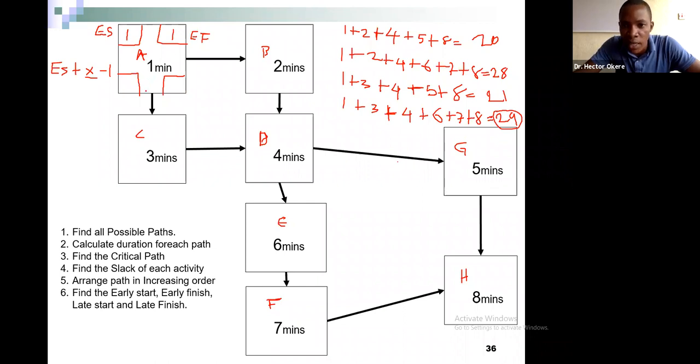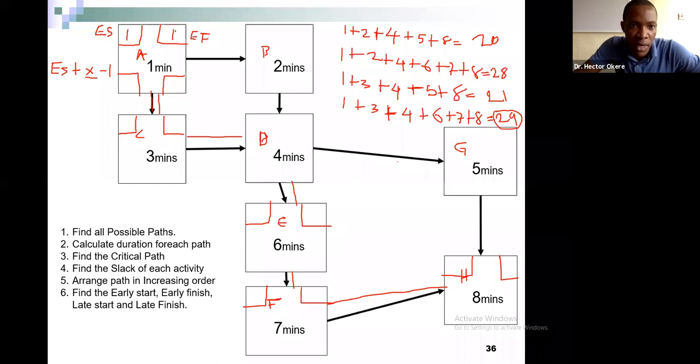Which is our critical path? 1 to 3, to 4, to 6, to 7, to 8. That is our critical path. So you need to make the critical path calculation first, because you have no time to waste. So you need to do this calculation first.